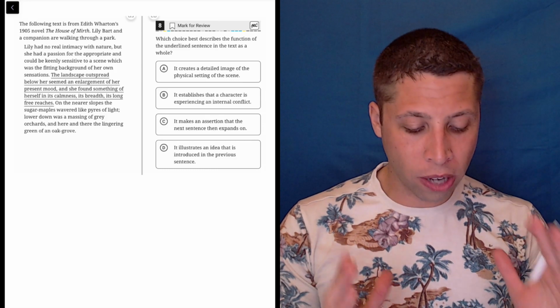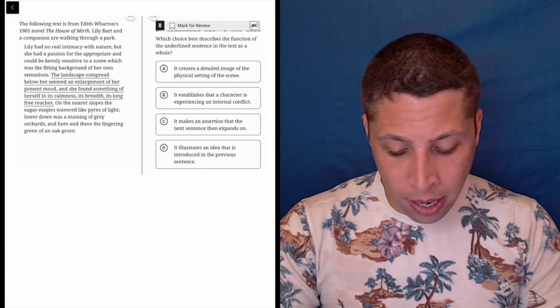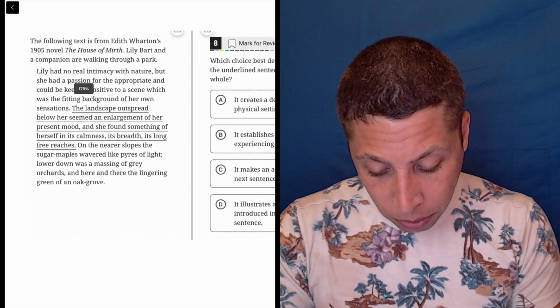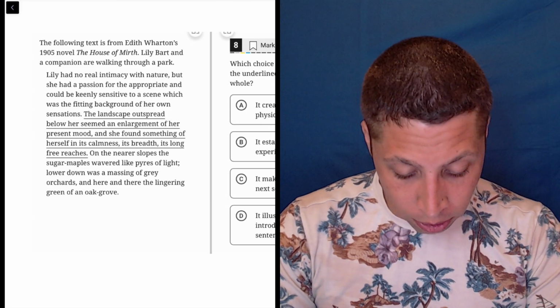All right, once again, we have a question that is asking us to focus on a very specific line. So let's make sure that we do that. We want to go to the underlined portion, but we should still read everything. So it's from this book, Lily Bart and a companion are walking through a park.